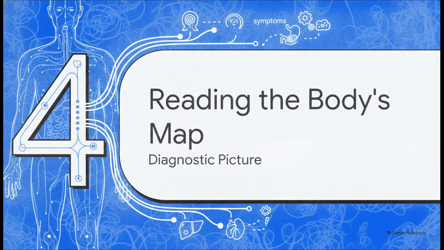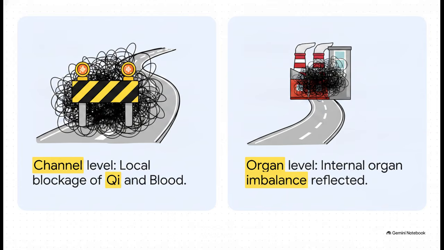All right, section 4, reading the body's map. Let's see how this builds, bringing all this evidence together to reveal the ultimate duality of this medical framework. When you're building a complete diagnostic picture in Meridian Pathology, you are essentially always dealing with one of two things, and sometimes both. On one side, you have channel-level disorders. This is meridian obstruction. It's a local or systemic blockage in the flow of qi and blood right along the meridian itself. The localized traffic jam.